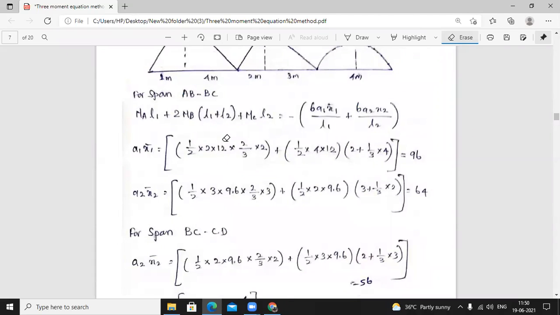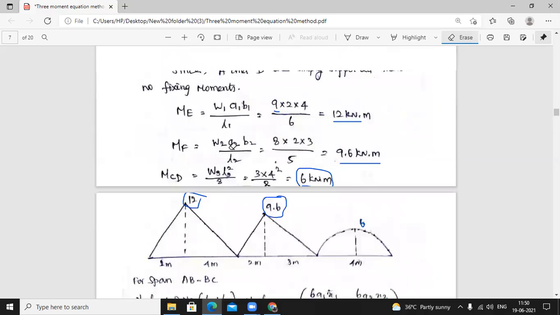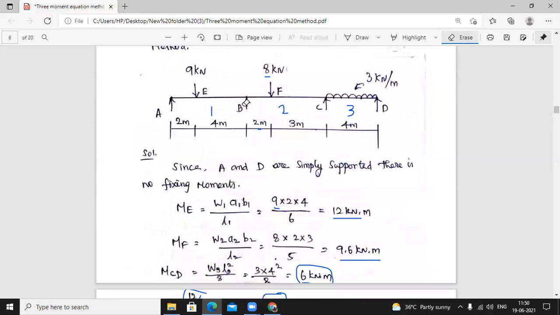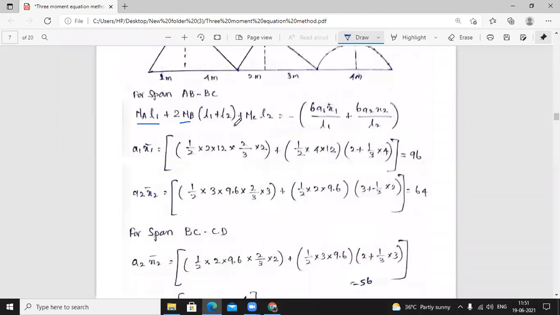As I already told, the theorem of three moments is applicable for only 2 spans at a time. For that purpose, first I am taking the AB span and BC span only. I will forget the CD span. Now write the theorem of three moments equation. MA L1 plus 2 MB (L1 plus L2) plus MC L2 is equal to minus 6 A1 X1 bar divided by L1 plus 6 A2 X2 bar divided by L2.